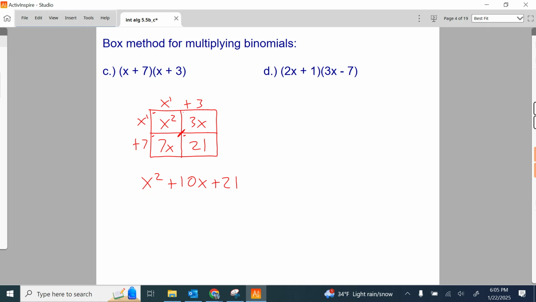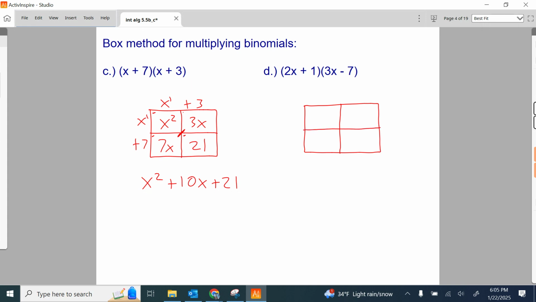When we get into future lessons and our polynomials get longer that we're multiplying, sometimes I prefer the box. Other times I just prefer the FOIL method. So it just kind of depends. Let's work out another one with the box method so you can see that again. Some people prefer this just as a way to organize it visually and see what they get.